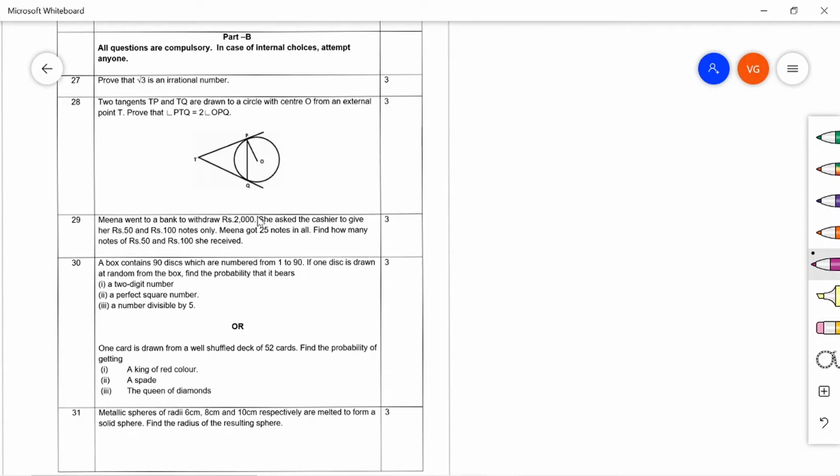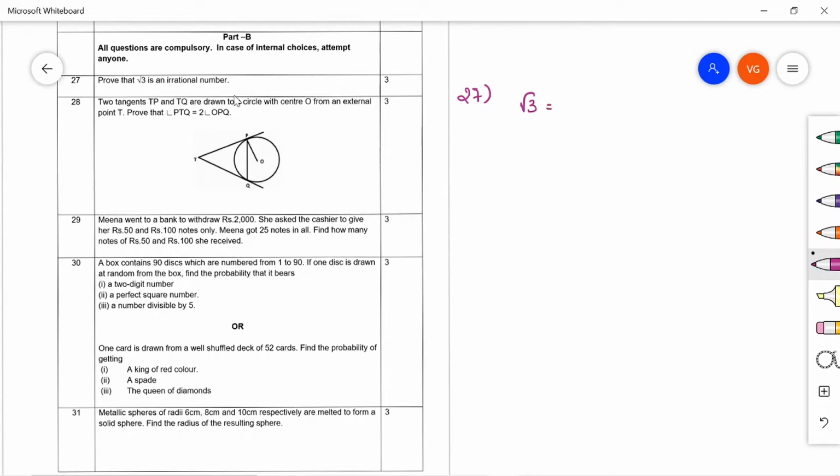First question in part B is question number 27. Prove that root 3 is an irrational number. This is a very common question. They'll give one number and they'll ask you to prove whether the number is an irrational number. This is from the first chapter. So we have to write like this.